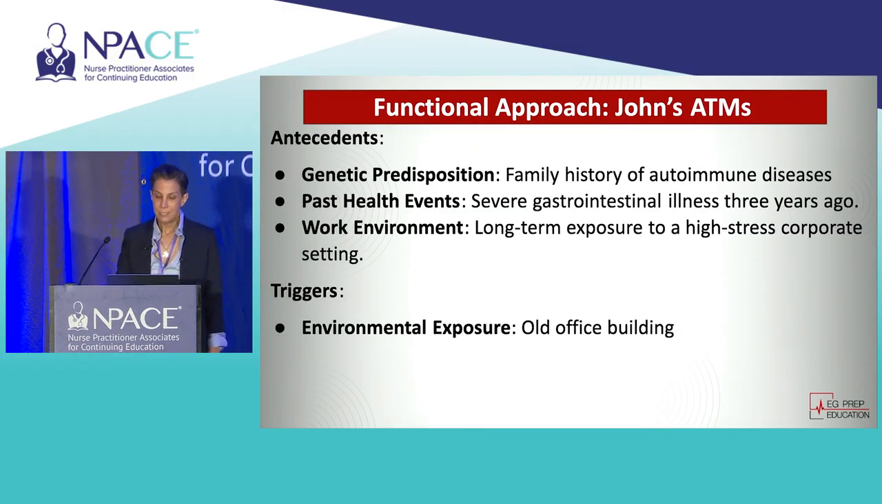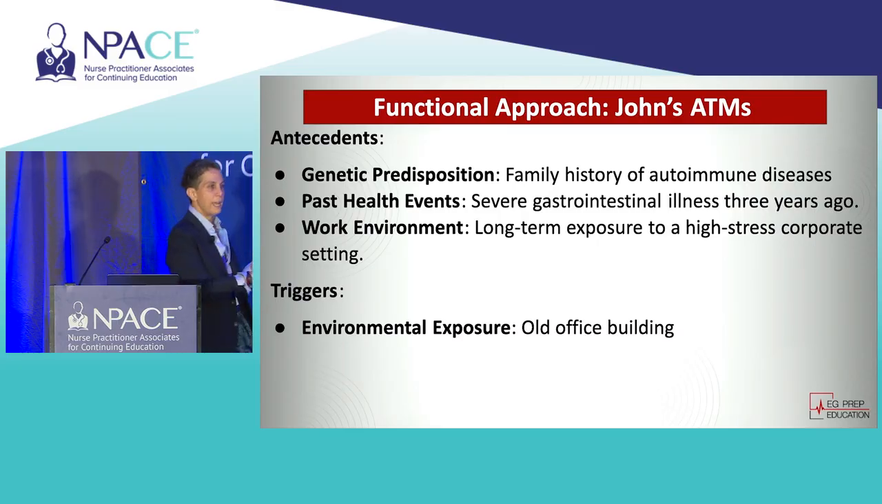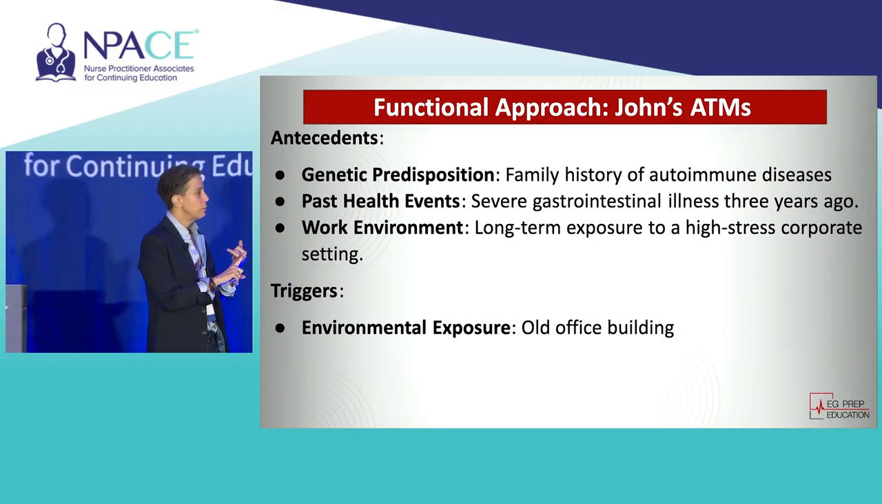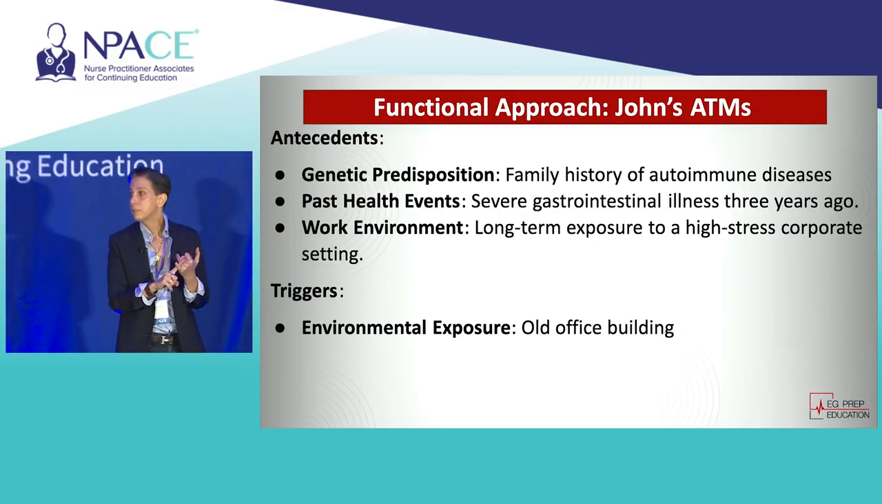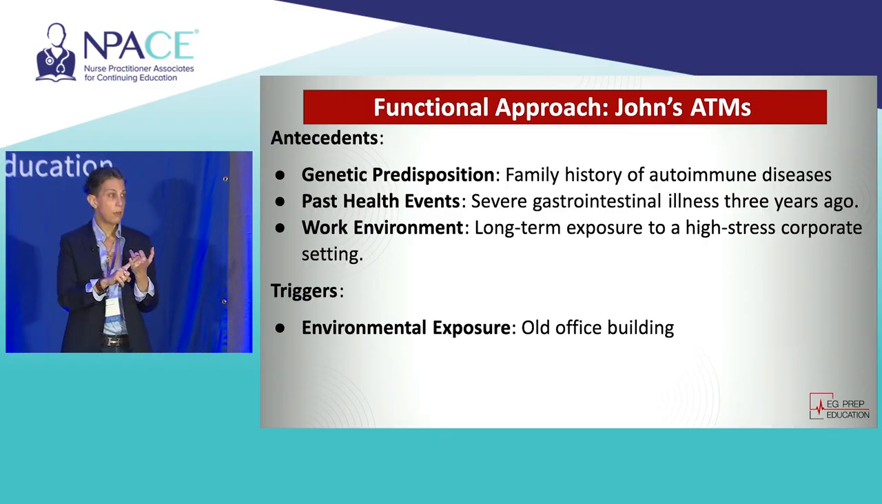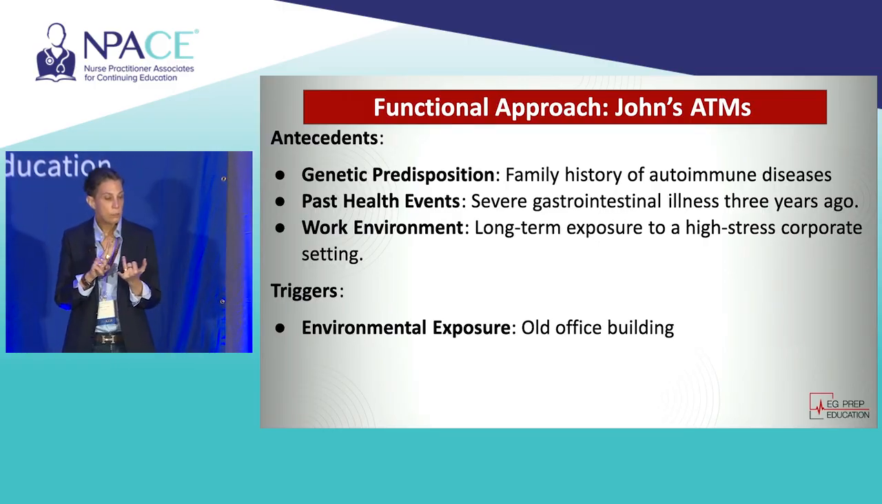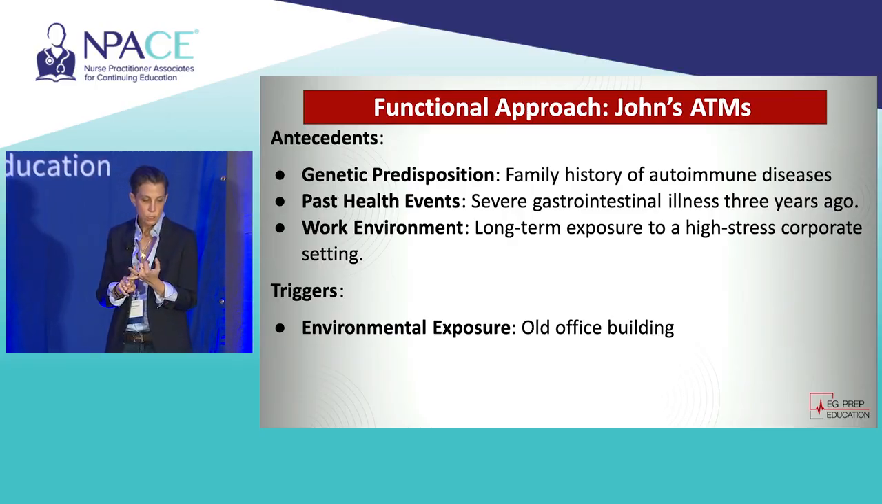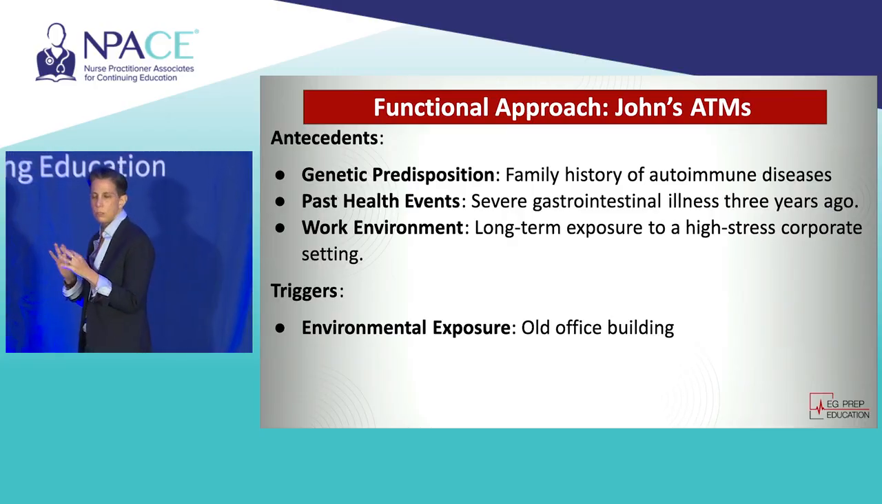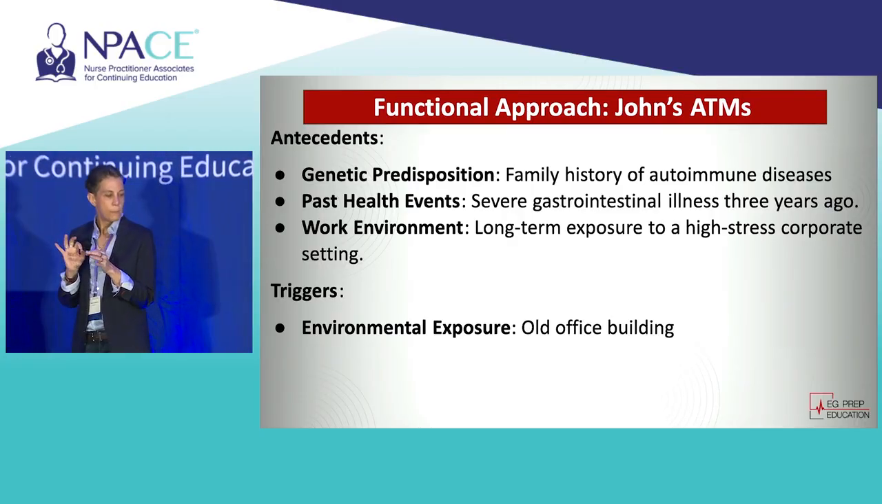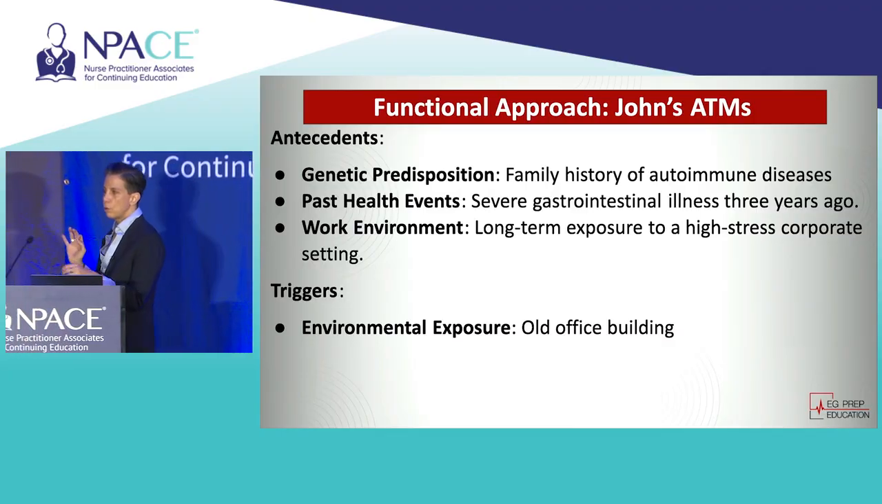So in functional medicine, of course, we're going to look at antecedents: family history, autoimmune, joint pain. His RF is negative, but I know something is cooking because his mom had it, his aunt had it, and he has joint pain. We already know the antecedents are his GI issues and his long-term exposure to high stress. But a trigger is also the old office building.